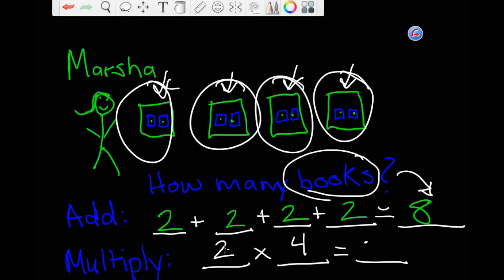This 2 stands for, or represents, the number of books in each box. And this 4 represents the number of boxes. Together, when I do the multiplication, it gives me the total number, which is 8 still. So great, that's Marcia. Take a minute, make sure that you have got this same kind of multiplication going on for Marcia. All right, you should have it by now. I'm about to turn the page so that we can move on.